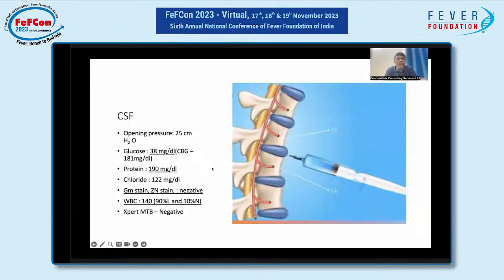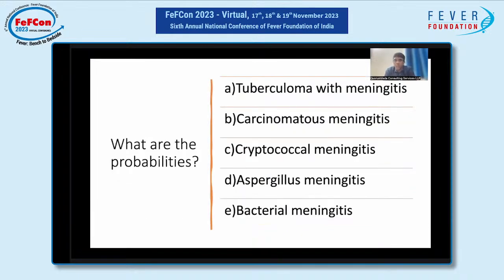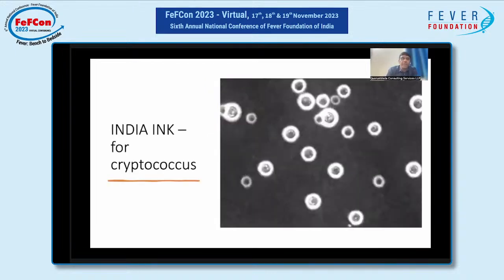CSF opening pressure 25, high. Sugar low, 38. Protein a bit high, 190. The gram stain and AFB stain were negative. 140 cells, 90% lymphocytes in the CSF, Xpert MTB negative. So what are the differential diagnoses? Tuberculous meningitis, carcinomatous meningitis, aspergillus meningitis, partially treated bacterial meningitis. These are all differential diagnoses. But don't forget, do an India ink for cryptococcus. This case was cryptococcal meningitis.